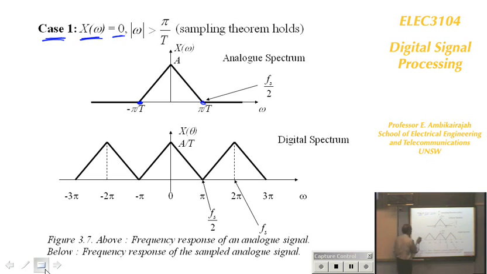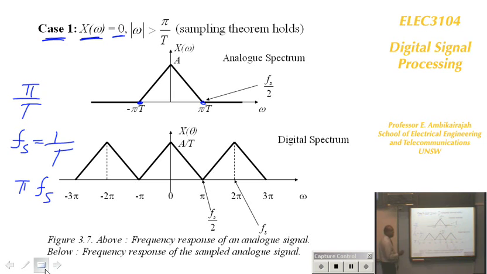And if you work out, what does pi over T mean? Pi over T, right? So we know Fs is equal to 1 over T, right? So you can say that this can be written as pi times Fs. You can write that, okay? Or we can work it out and show this is equal to Fs over 2, half the sampling frequency.